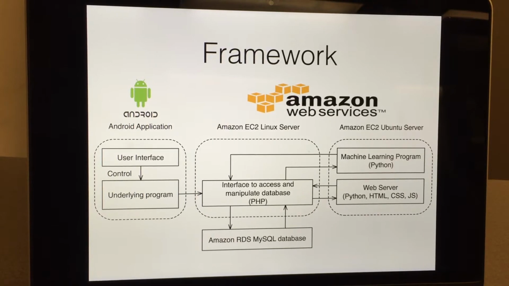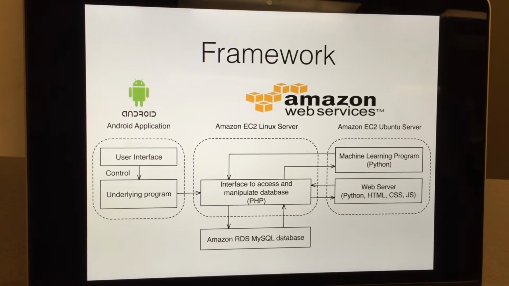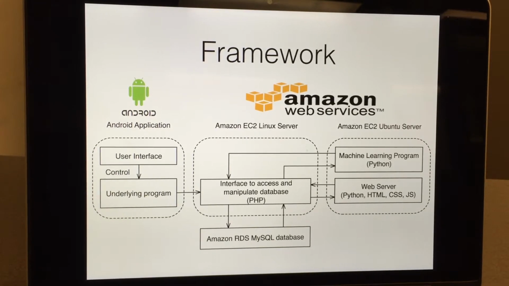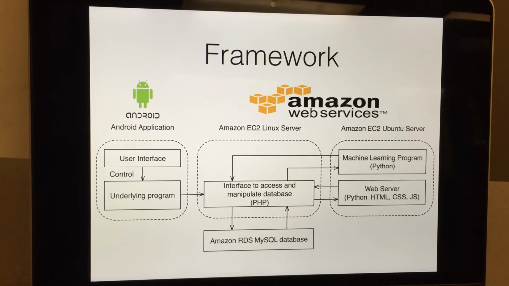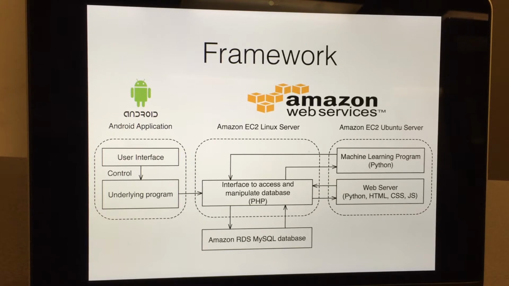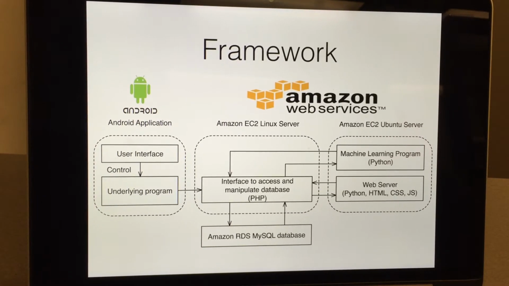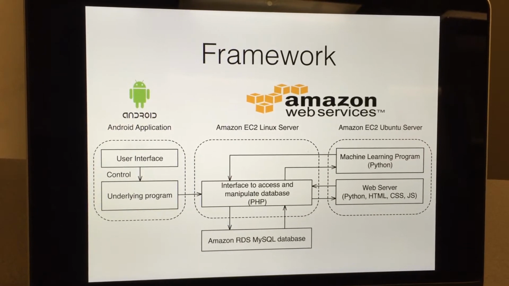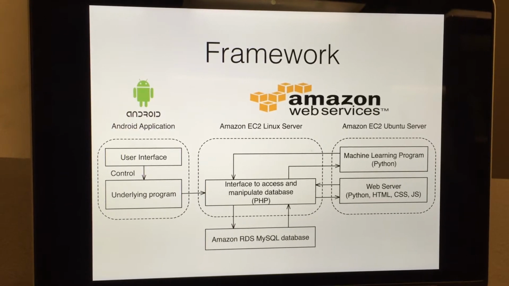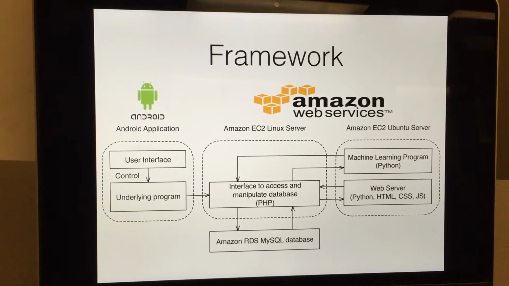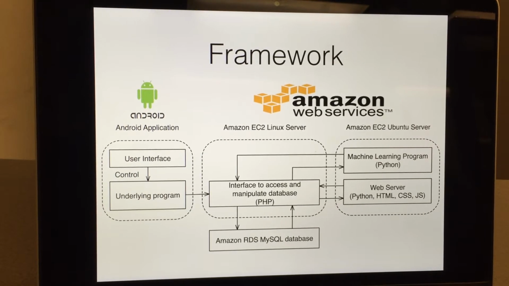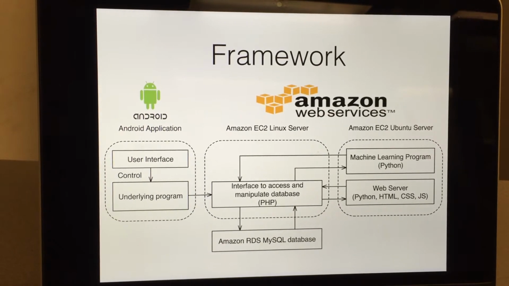We have a user interface to control the program on the Android application and to send the data to the MySQL database through some PHP script. And the machine learning program will also use the PHP script to get the sensor data from the database, do some analysis, and return our recognition results to the database. Then the web server will get the results also from the database and display it on the web page.